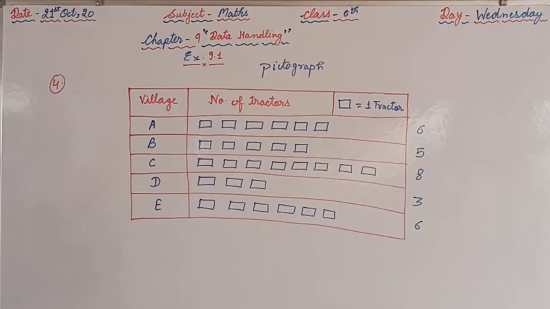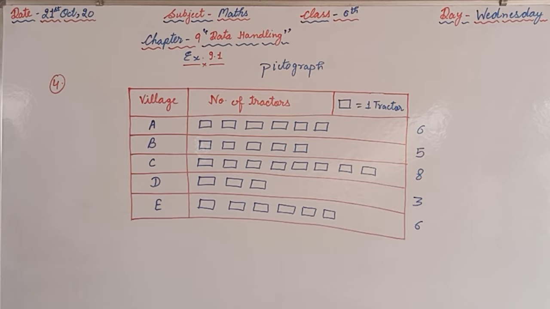Below the pictograph on the next page, the questions are given. Observe the pictograph and answer the following questions. Which village has the minimum number of tractors? Minimum number of tractors is 3, and village D is having the minimum number of tractors. Which village has the maximum number of tractors? Maximum number of tractors is 8, and village C has 8 tractors.